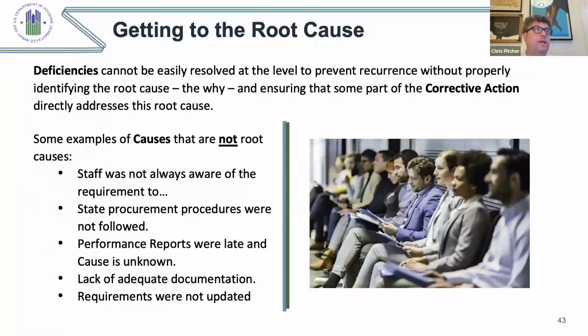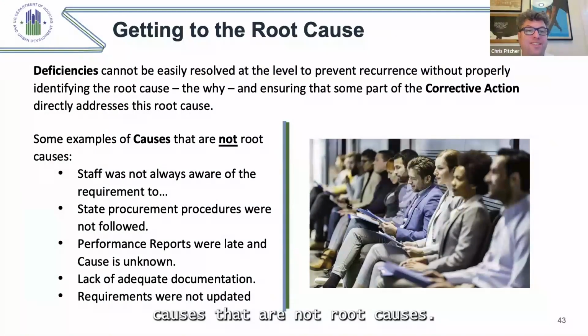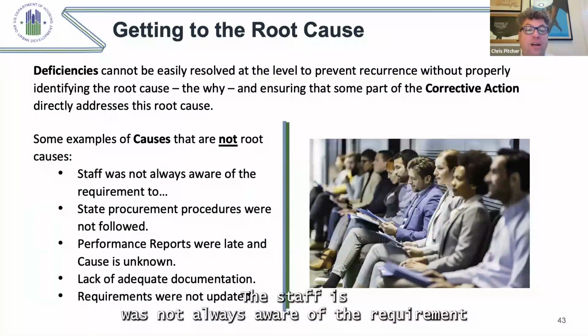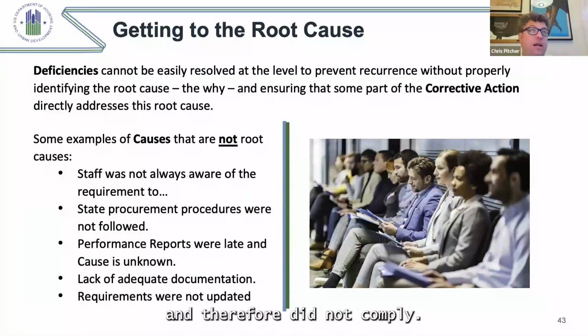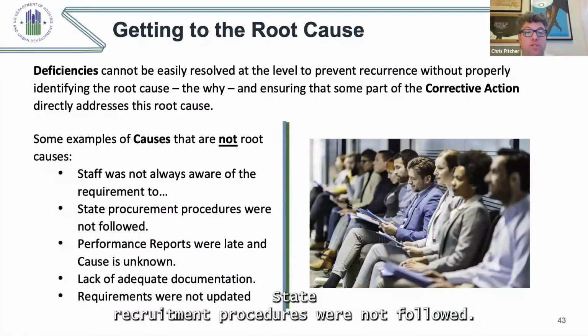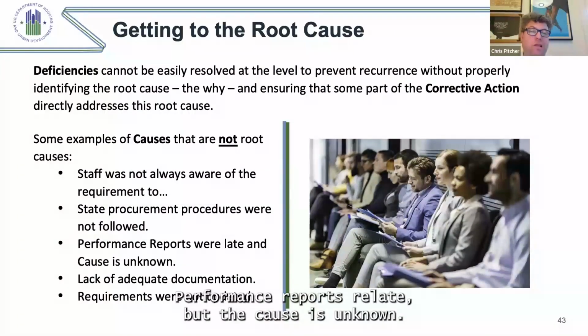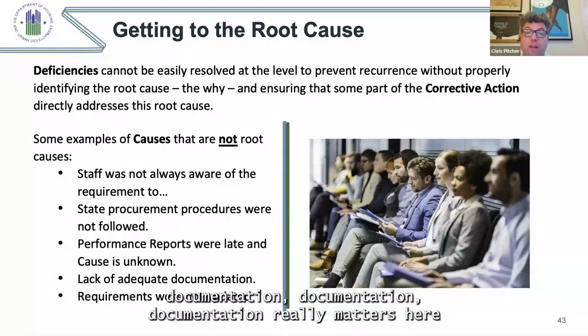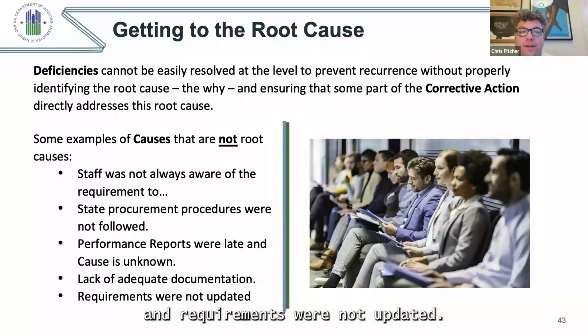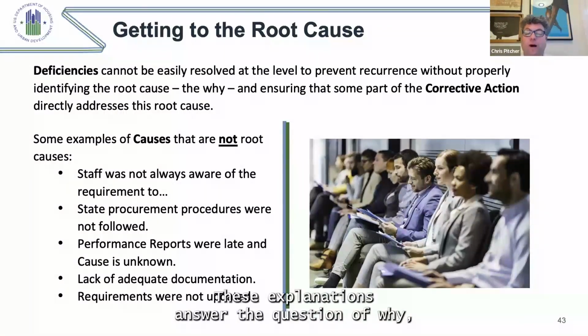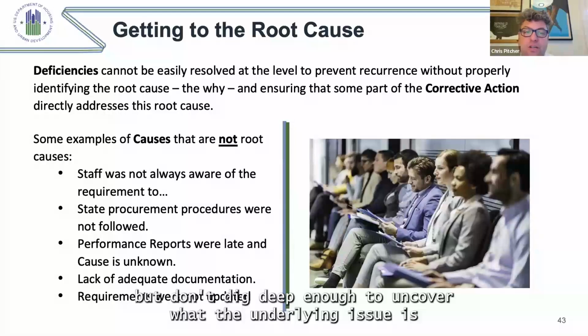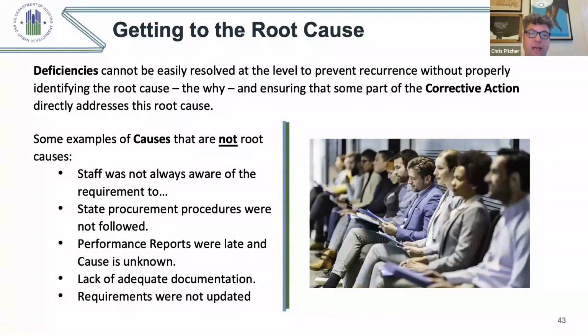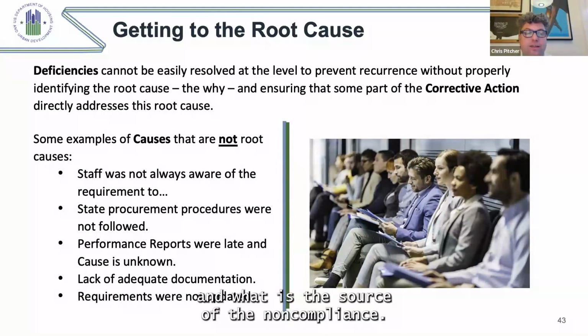Slide, getting to the root cause. A bullet point list. Here are some causes that are not root causes. The staff was not always aware of the requirement and therefore did not comply. State procurement procedures were not followed. Performance reports were late, but the cause is unknown. There is a lack of adequate documentation, and we see that documentation really matters here. And requirements were not updated. These explanations answer the question of why, but don't dig deep enough to uncover what the underlying issue is and what is the source of the noncompliance. So how do you do that?